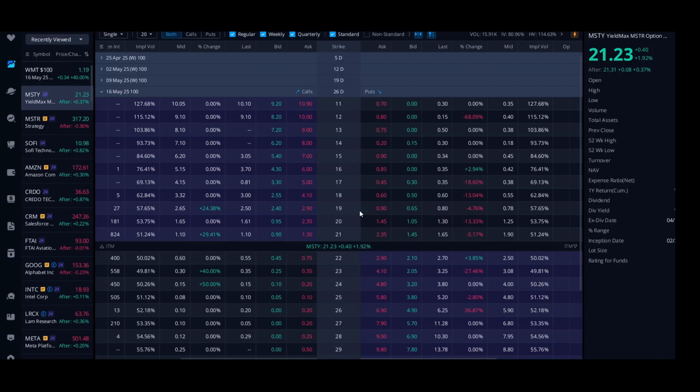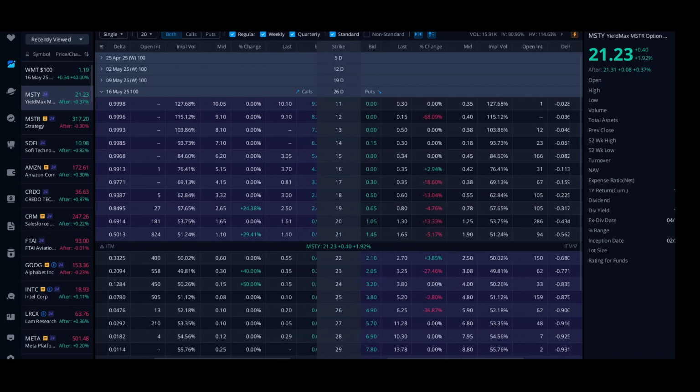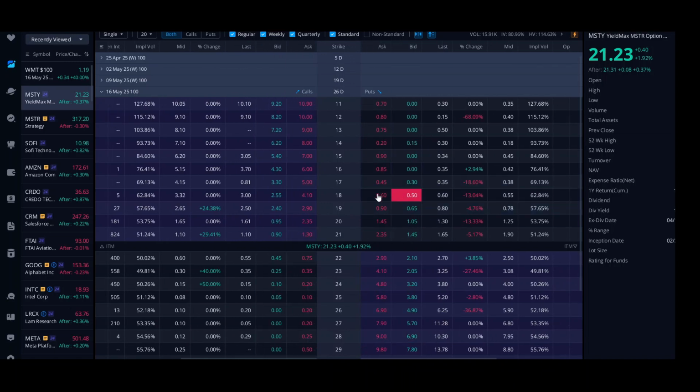So we know that's a 0.3 delta, and a lot of times I like to look at closer to a 0.2 delta or a 0.25. So at an $18 strike, we've got a 0.22 delta. So a little less chance of it getting assigned. But by doing that, of course, you will earn less premium.